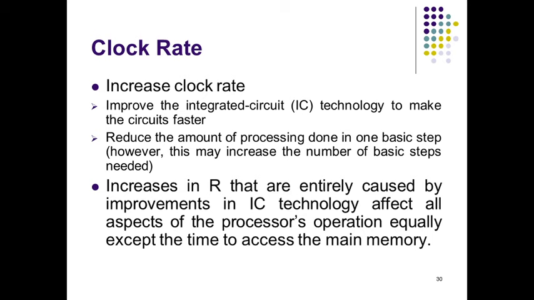In the presence of a cache, the percentage of accesses to the main memory is small. Hence, much of the performance gain expected from the use of faster technology can be realized. The value of capital T will be reduced by the same factor as R is increased, because S and N are not affected here. The impact on performance of changing the way in which instructions are divided into basic steps is more difficult to assess. That is about the clock rate.